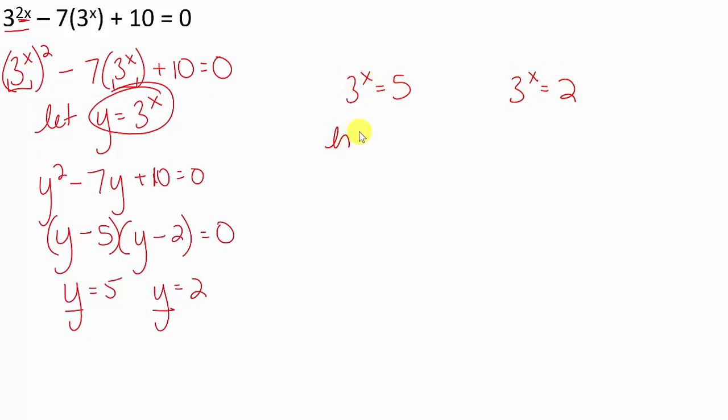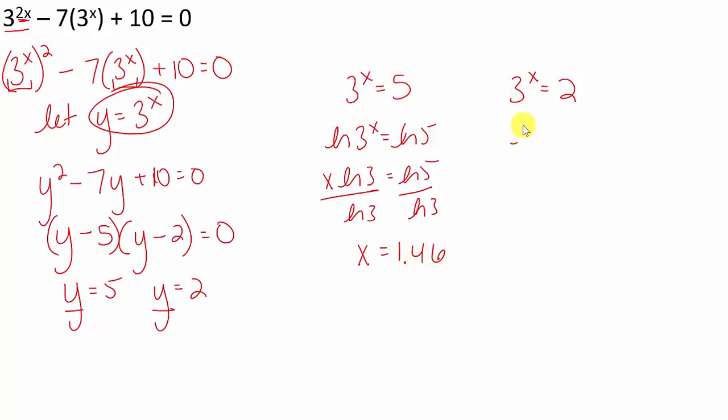So here I'm going to take the natural log of both sides. I'm going to move my x to the front. And then I'm just going to divide to get x by itself. This is calculator work. I get x equals 1.46.